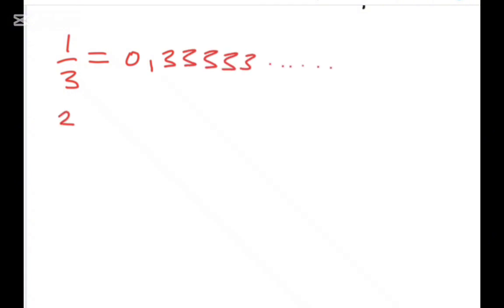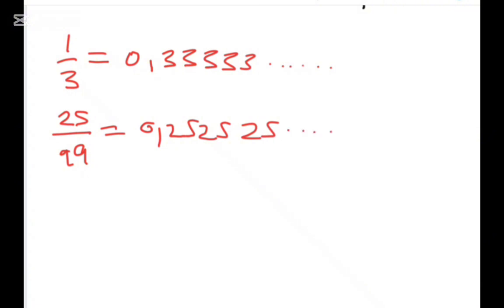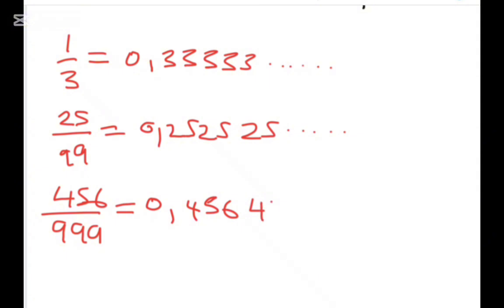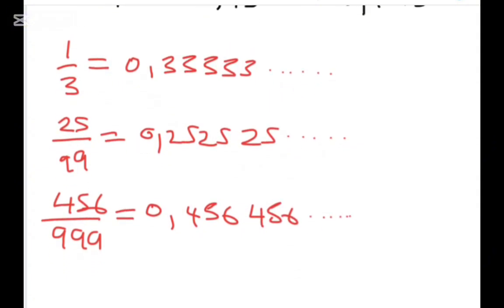A number like 25 over 99 is the same as 0.252525. It never stops, it keeps on continuing. Another one, 456 divided by 999, is 0.456456. It never stops either. So these are the recurring decimals that we are talking about here, the ones that never stop. However, not all decimals that never stop are recurring.